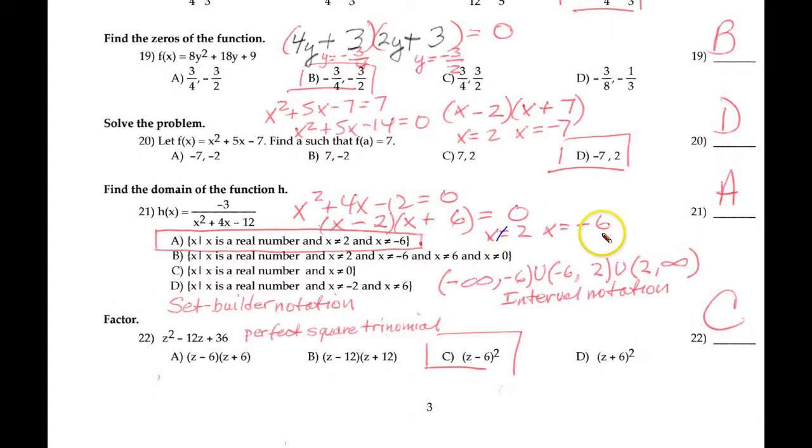Okay, so I think we've covered that. These cannot be part of the domain. That was set builder notation over here. And then if you wrote it in interval notation, you would go from -infinity up to -6, stopping just before -6, but in union now, starting up again after -6, going to 2, stopping just before 2, union, and then picking up on the other side of 2, going to positive infinity. Okay.